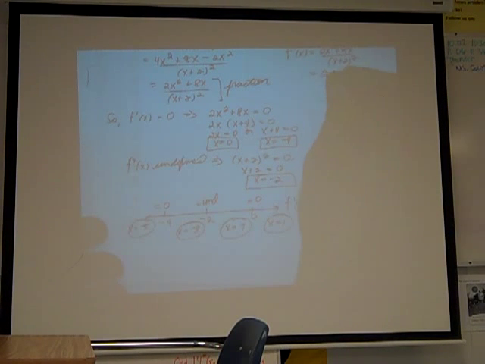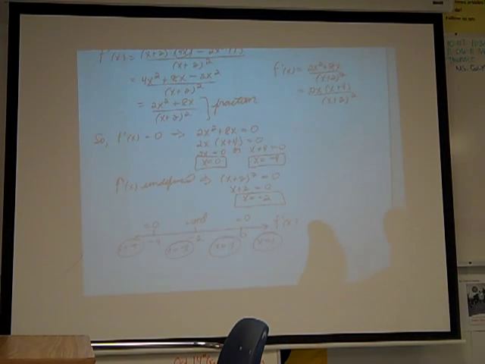I can, if I want to, and I'm going to, factor the numerator. I can take out a 2x, leaving x plus 4, over (x plus 2) squared. And what we're going to do is evaluate that derivative at the test points.